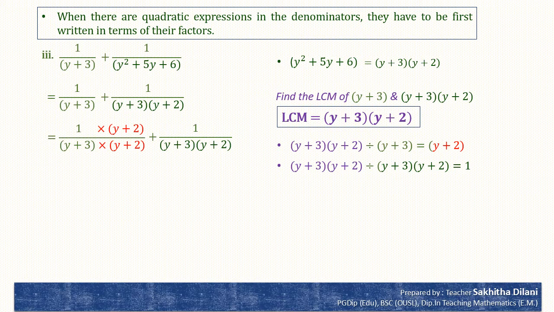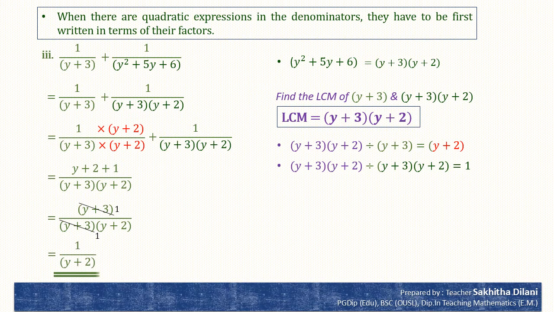Now you can see that the denominators are equal in both of these fractions. Now you can simplify the numerators. y plus 2 plus 1, that is y plus 3. Now y plus 3 over y plus 3 into y plus 2. There is a common factor in both the numerator and the denominator, that is y plus 3. Hence, it gets cancelled. So, the final answer is 1 over y plus 2.